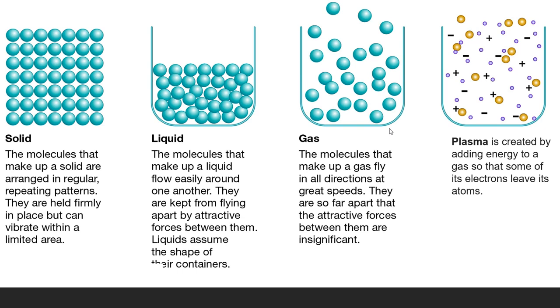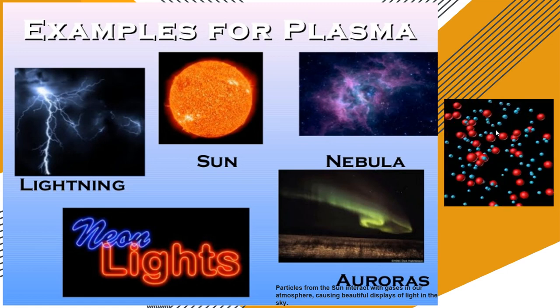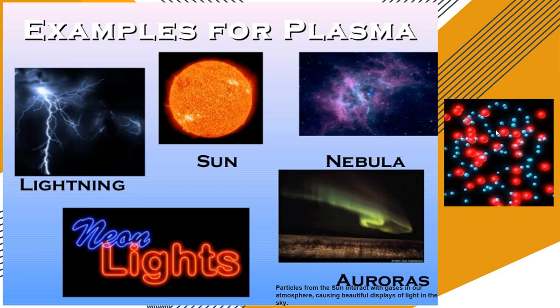So plasma is created by adding energy to the gas so that some of the electrons leave its atoms. So this is what that would look like if you were looking at the molecules of plasma. Okay, so that energy gets released. This is some real world, because y'all know how I am about real world examples. These are real world examples of plasma: lightning, the sun, a nebula.